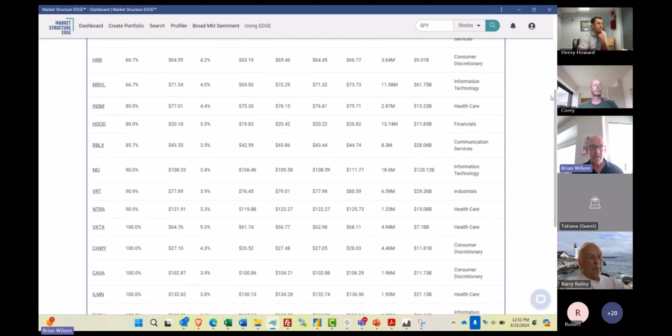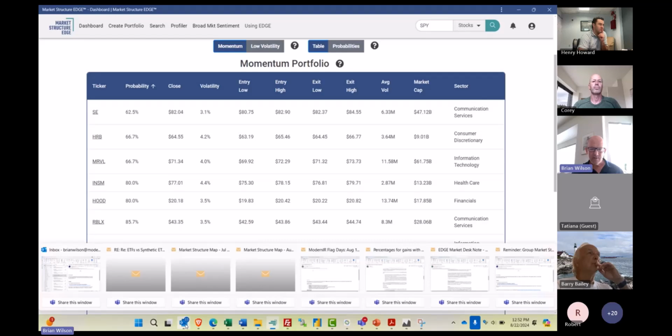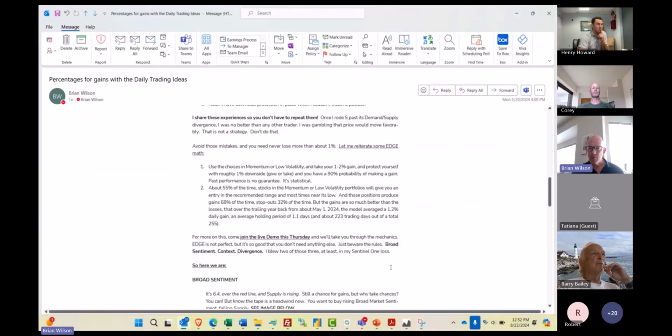But once again, when you're talking about these opportunities, we're looking for entry lows and entry highs. We're looking at picking up names somewhere in this area. And I wanted to circle back for a moment just to talk about the actual probabilities that are inherent here. Tim wrote a note. This is actually going back to May.